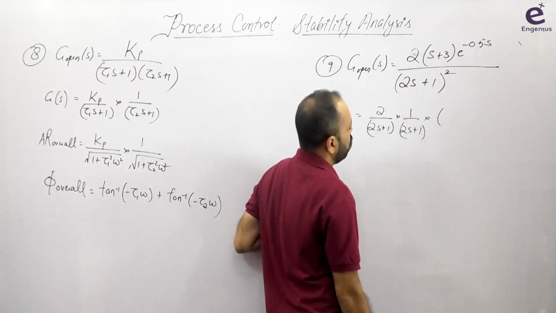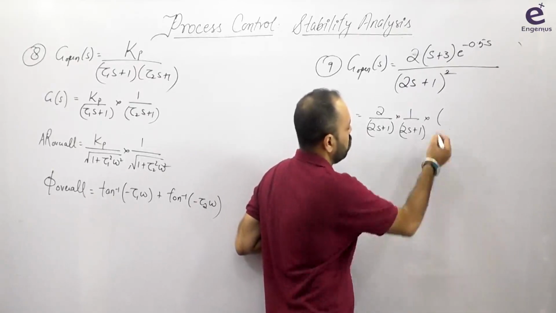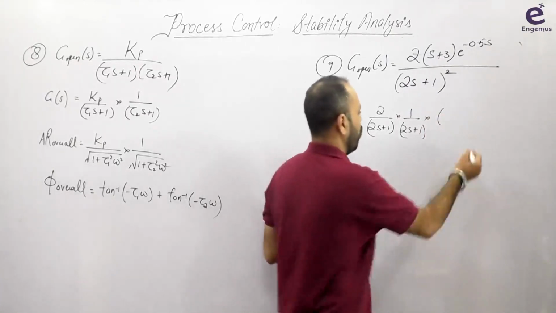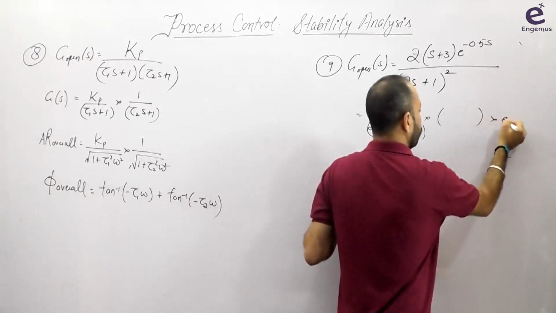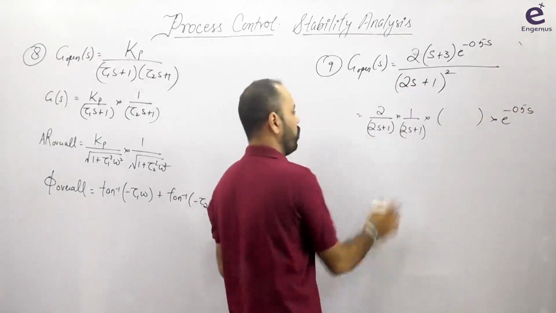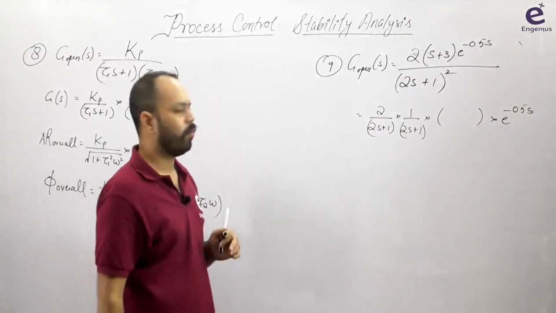Can I write this as 3S plus 3? Okay, I'll come to that. Don't worry. I'll do e raised to the power minus tau d s. This AR and phi, you know. S plus 3. What is S plus 3?